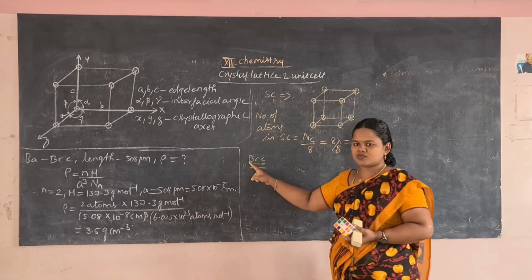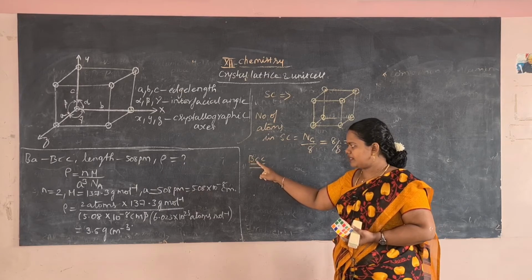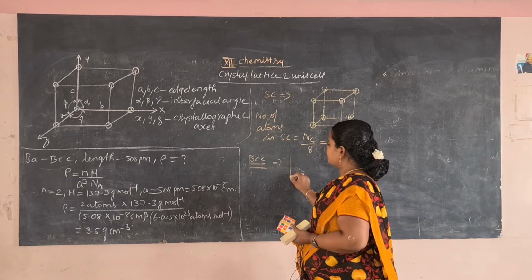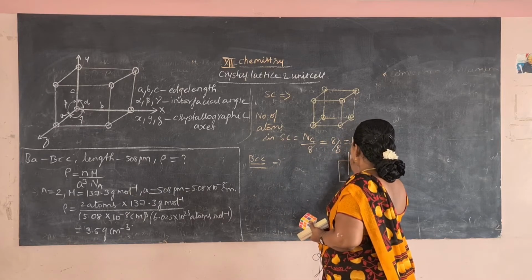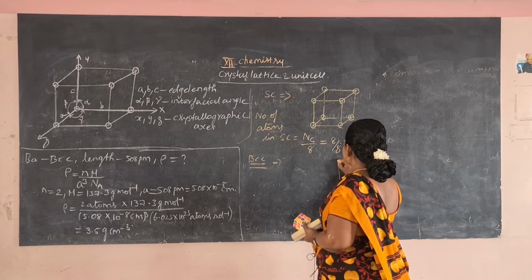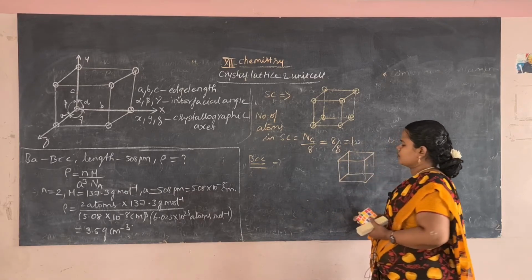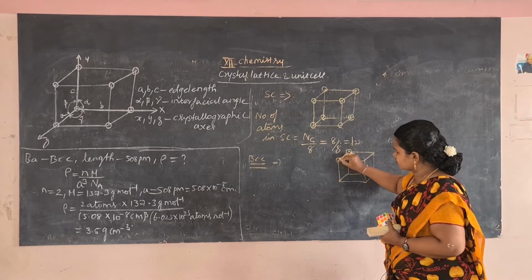Then BCC. BCC is nothing but body centered cubic unit cell. So in BCC, the atoms will be shared at the corner, and one atom will be present in the body center. So here a similar kind of atom will be present in the corner.